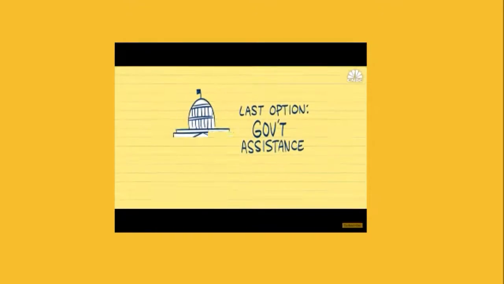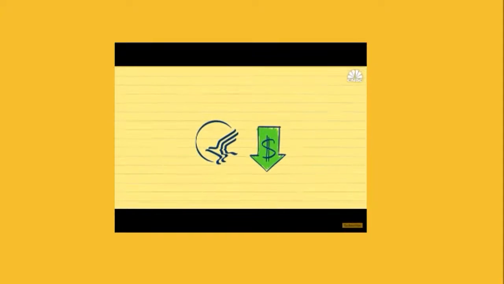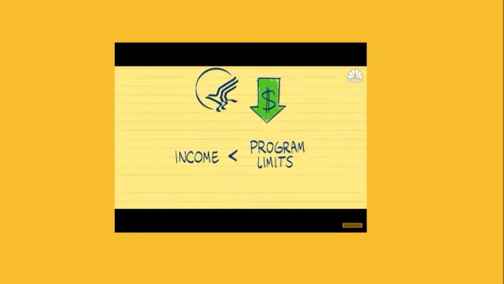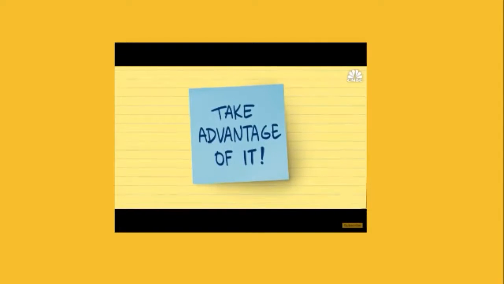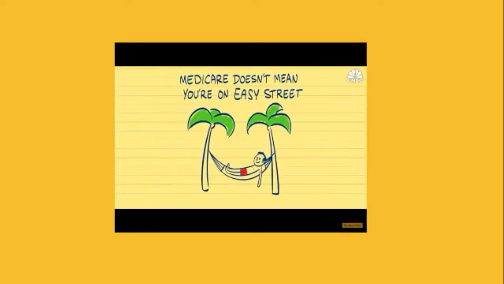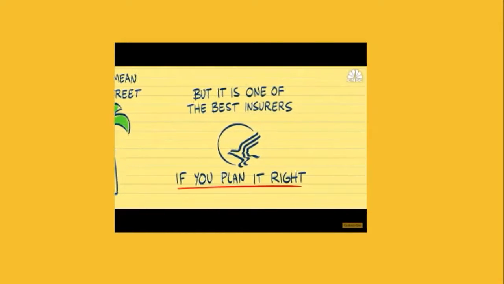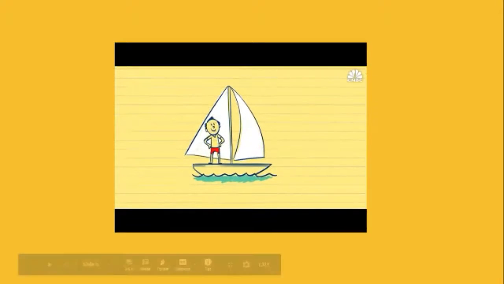The last option Bob could turn to is government assistance. There are programs available that reduce Medicare-related costs. To qualify, though, your income must be below each program's limits. But if you do qualify, take advantage of it. Getting on Medicare doesn't necessarily put you on easy street, but it is still one of the best health insurers out there if you plan it right. As always, the earlier you do your homework, the quicker you can go out and play.